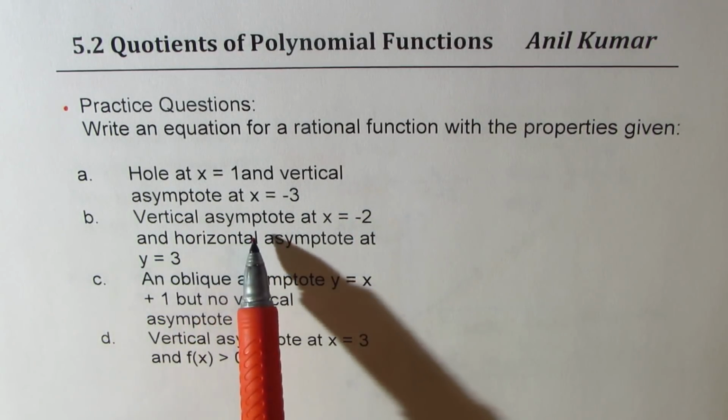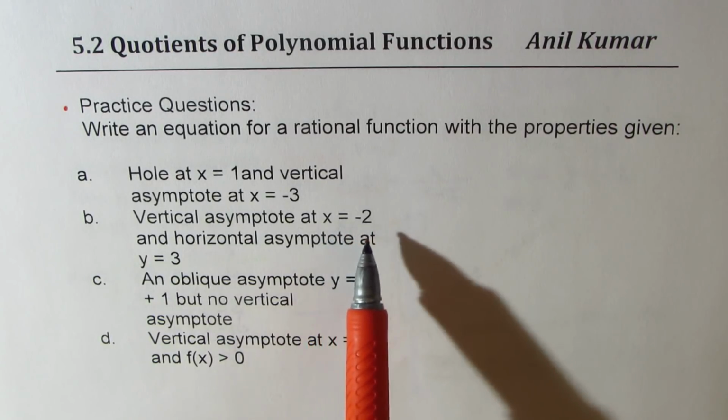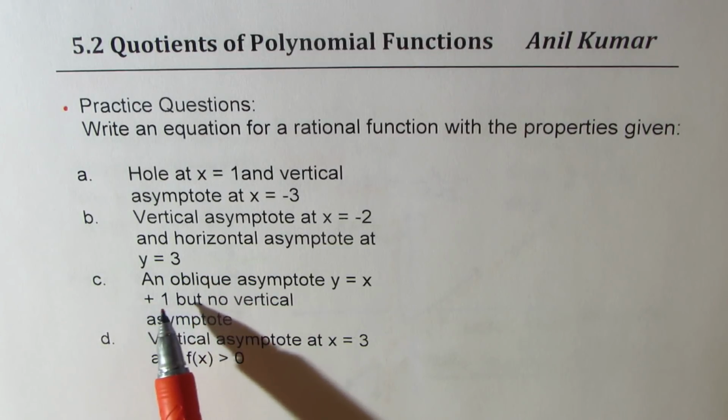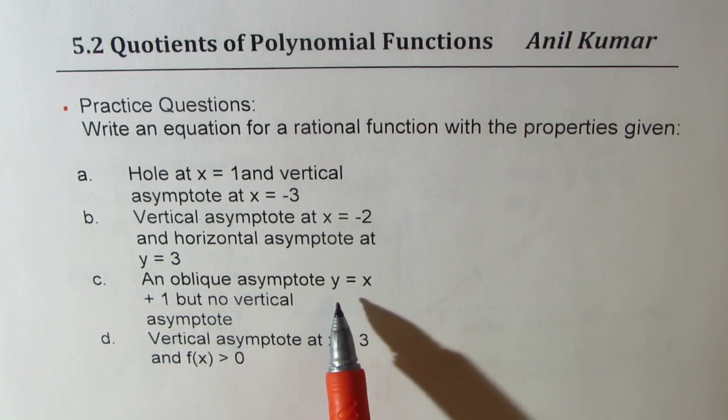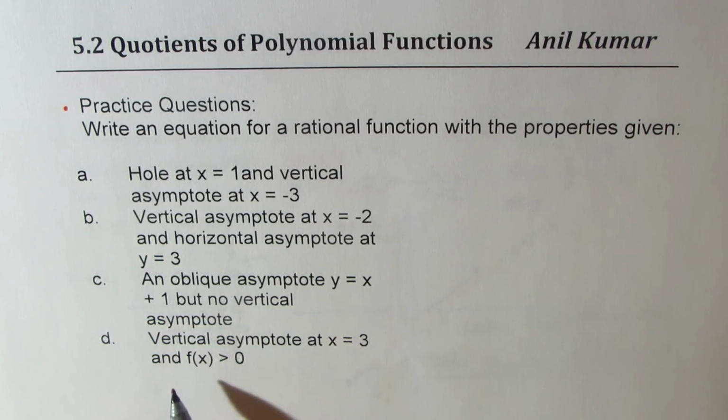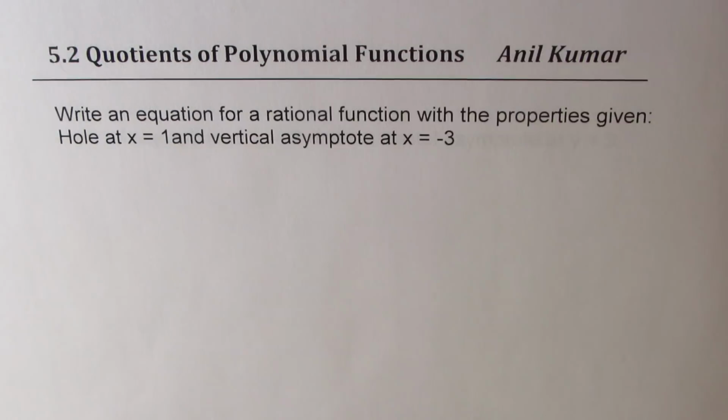Second, vertical asymptote at x equals minus 2 and horizontal asymptote at y equals 3. Third, an oblique asymptote at y equals x plus 1 but no vertical asymptote. And the last one is vertical asymptote at x equals 3 but the function is greater than 0. So these are your test questions. I'll provide you with their solution in the next video. And I hope you have understood the concept. With the concepts learned, you should be in a position to get these answers.